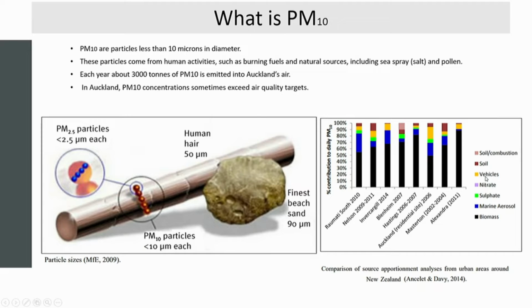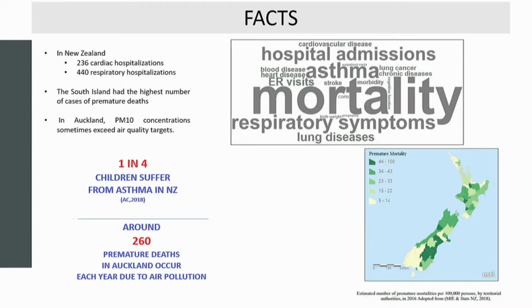And Auckland is a city surrounded by ocean, so you might think that we are benefiting from clean airflow, but the sad news is that most of the natural sources contributing to PM10 concentration are from marine aerosols. And each year, about 3,000 tons of PM10 are emitted into Auckland's air, and there are days that PM10 concentrations exceed air quality targets, and that's not good because it contributes to various health effects for vulnerable people like the elderly, children, and people who have some existing health issues.